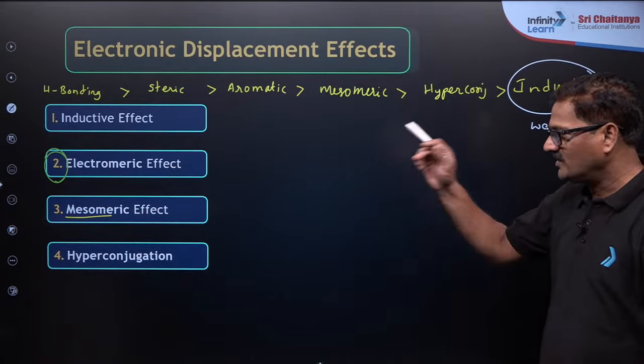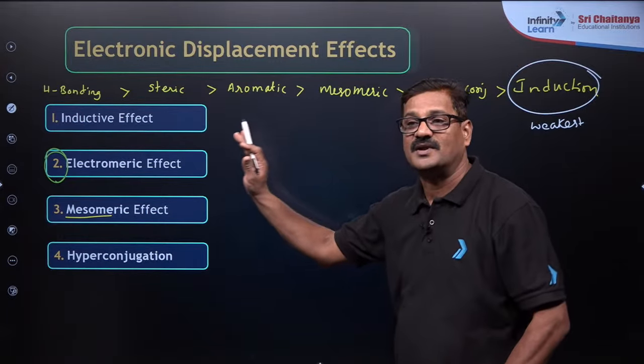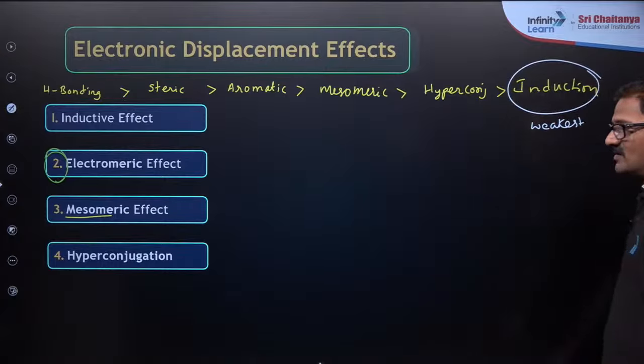And electromeric effect is the weakest effect? No, it's a strong effect, but it's a temporary effect. That is the reason why it is not given in this list of effects.